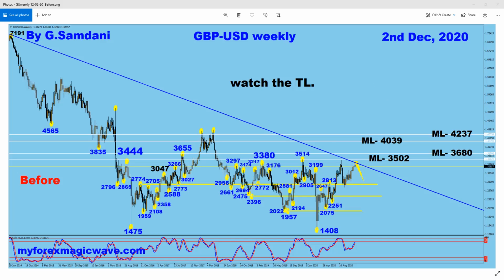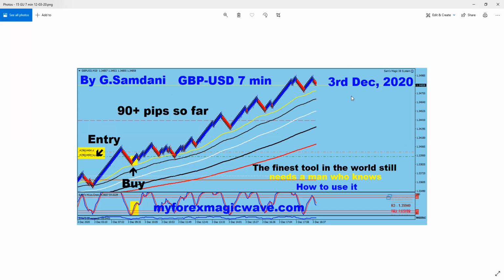I was ready for that, and this is a trade I took to the long side the next day, December 3rd. You can clearly see that it was bullish, and my system shows clear entries, either bullish or bearish. When the MAs are aligned like that and they're above the thick red line here, then there is no way I can go short. It's only bullish, and only go long.